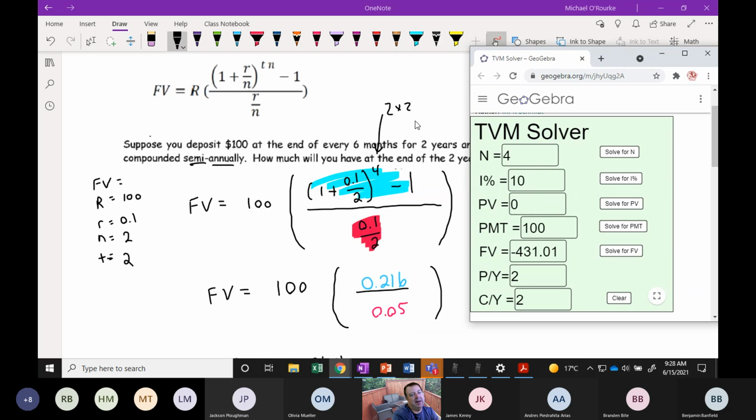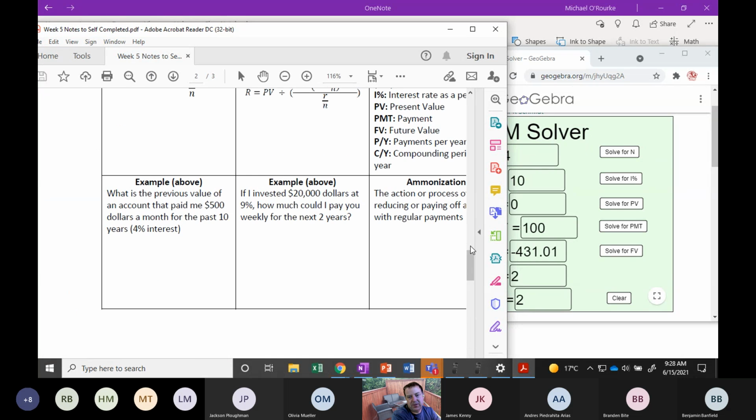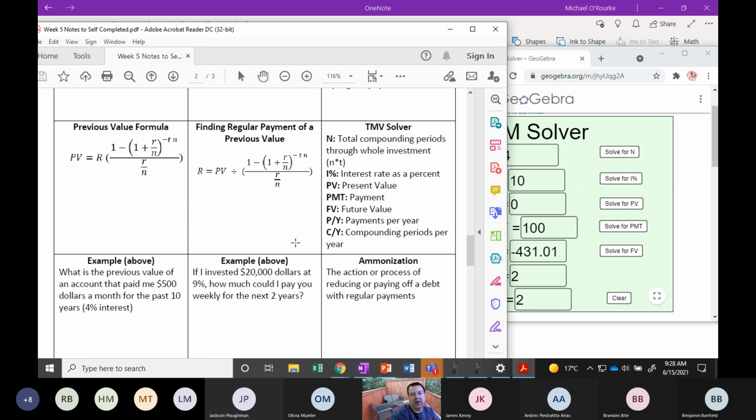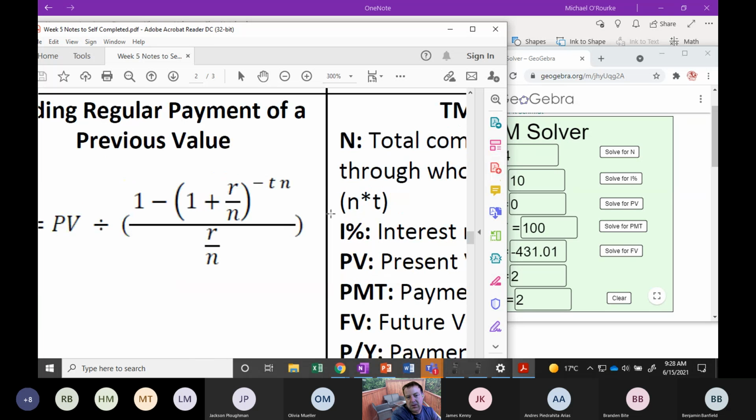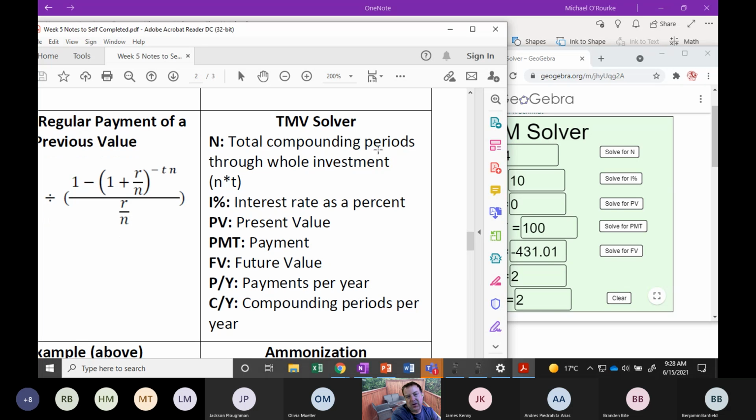Does anyone have any questions right now about this? And if you're wondering about the TVM solver, what all those buttons mean, if you look in your notes to future self, right here, I write down in words what those mean. You can see how I write N is the total compounding periods through the whole investment, and it's N times T, just like I did there. Interest rate as a percent, the present value, your payment, your future value, your payments per year, and your compounding periods per year. And with us right now, these are always going to be the same number. Okay?